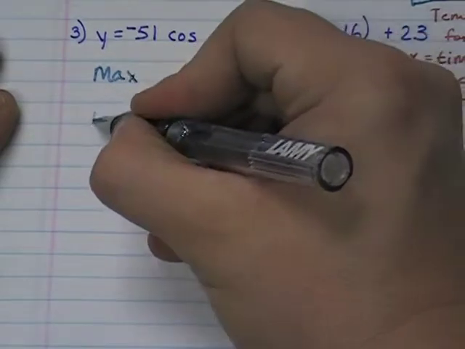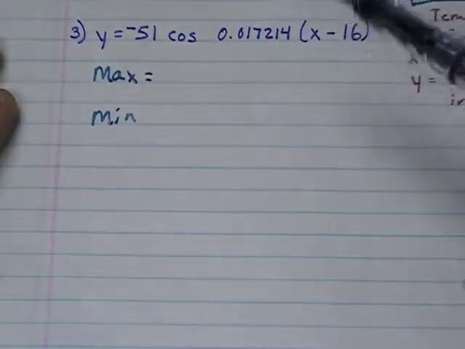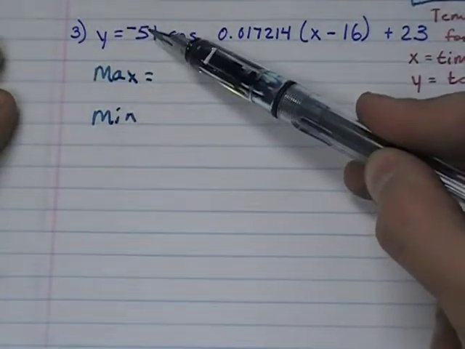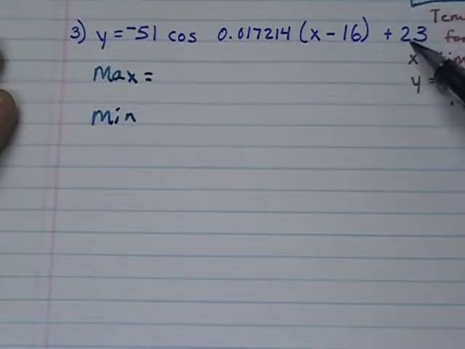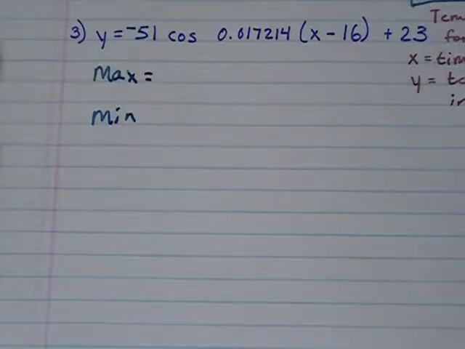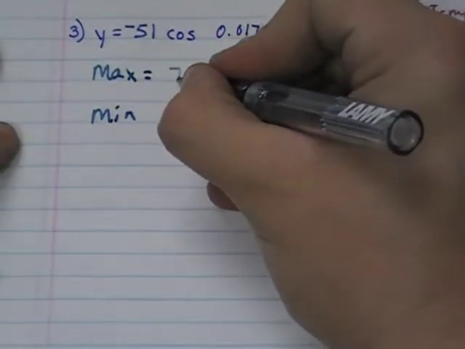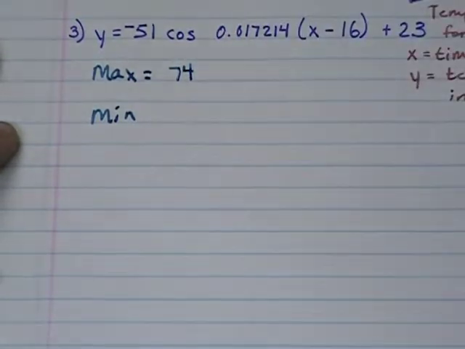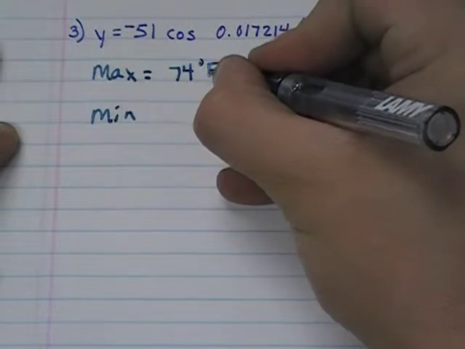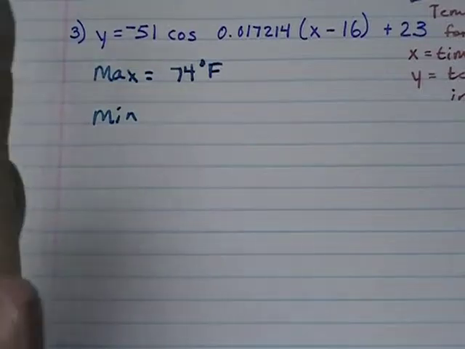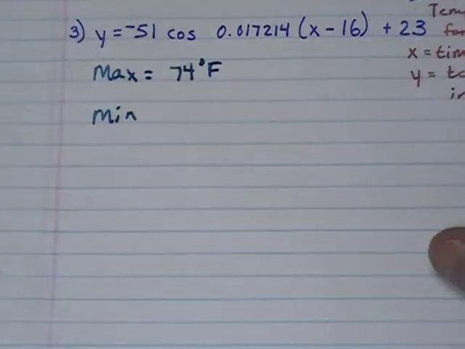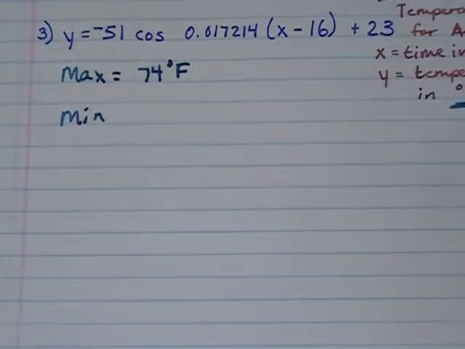So what is the max? Well, the maximum is going to be the amplitude, 51, plus 23, because this entire function has shifted up 23 units. Okay. What is 51 plus 23? How about 74? And this would be in units of degrees Fahrenheit, because we're asking what is the highest point this reaches, which would be measured using the y-axis. Since y is measured in temperature, the maximum would have to be measured in temperature.